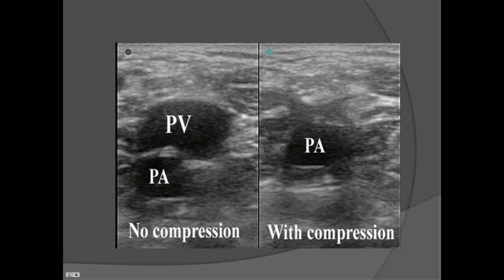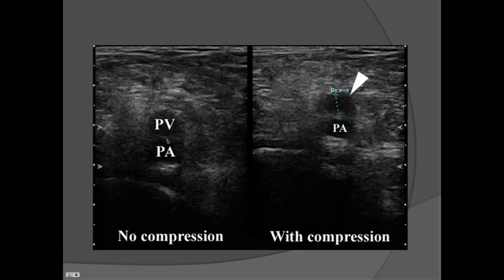So again, here we're looking at our popliteal vein over the popliteal artery, and this is without compression on the left, and then when we compress it down, you see your artery here, and we've completely lost the vein. Maybe right there is where the vein is, but it's hard to tell. Sometimes you just completely lose it.